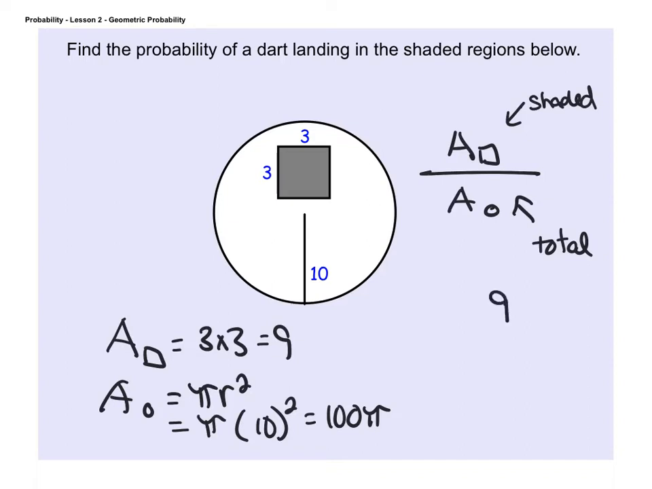I would do 9 divided by 100 pi. If you have to put it into your calculator, it's no longer exact. This would be the best way to write it.